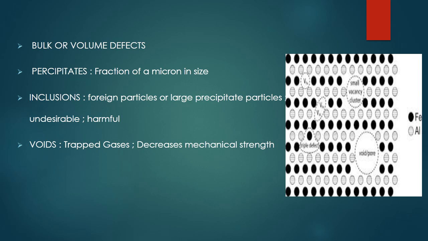And finally, voids. This happens due to trapped gases inside the structure, gases which don't get out of the crystal. If we increase the temperature to a certain level, gases may be generated, so it creates a void, and this also decreases the mechanical strength.